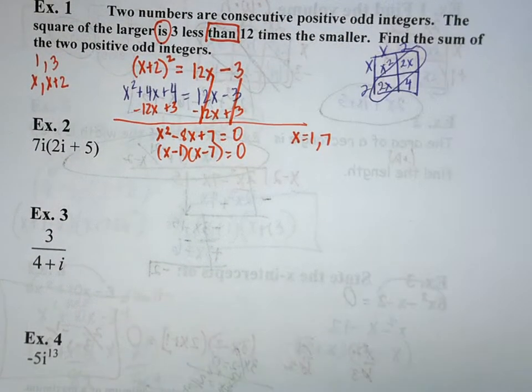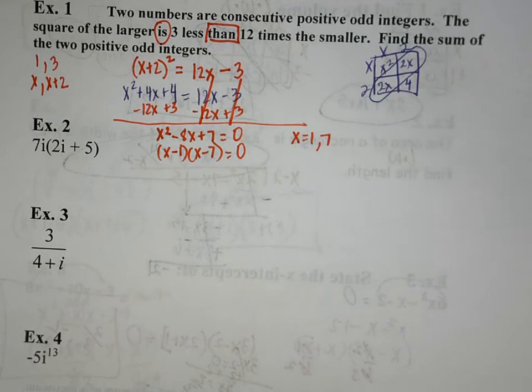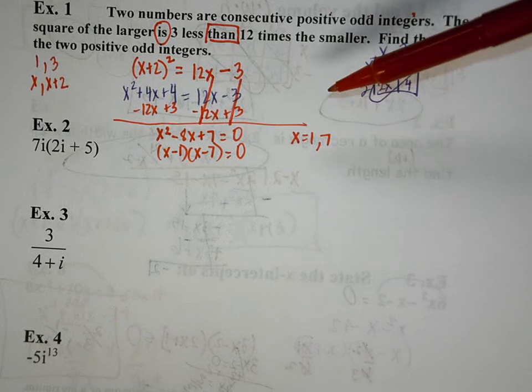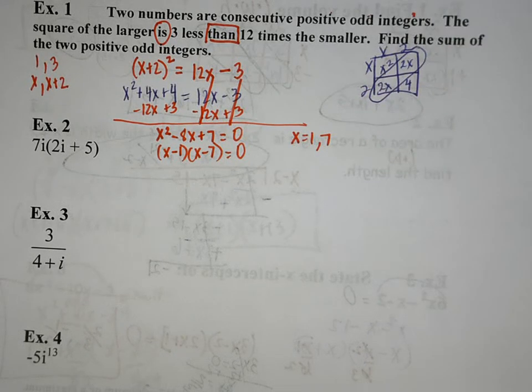Okay, so at this point is when we go back to our original problem, and it says consecutive positive odd integers. So are these both positive odd integers? Yes. Okay, normally one of them cancels out. Every once in a while, one of them doesn't cancel out. In this case, it doesn't. So we're going to have two different sets of answers.